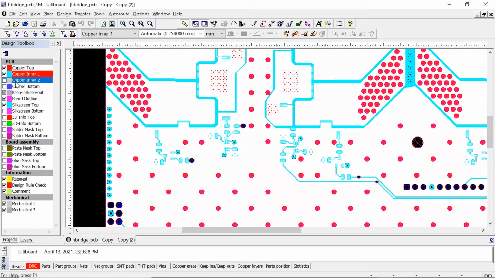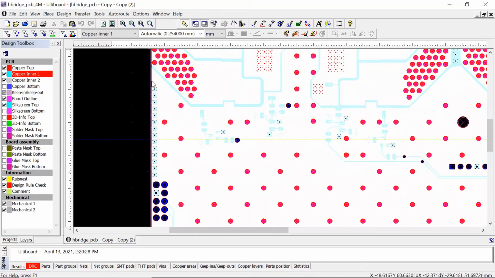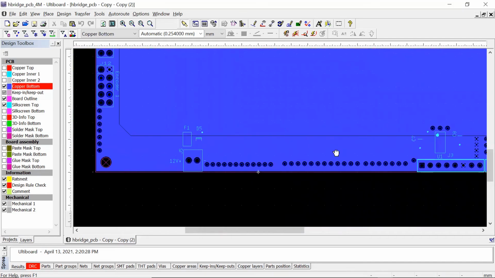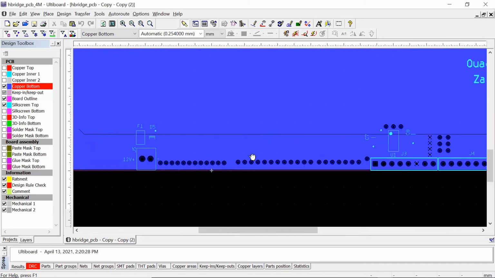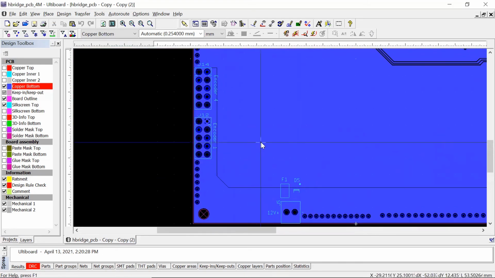On the inner layers are both ground planes that are stitched together on the edges here. Finally, this linear regulator here is connected to the bottom layer, and across the bottom edge of the board is a 5-volt rail that powers the Arduino here. Encoders on either side of the board.